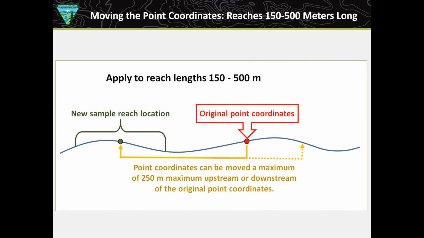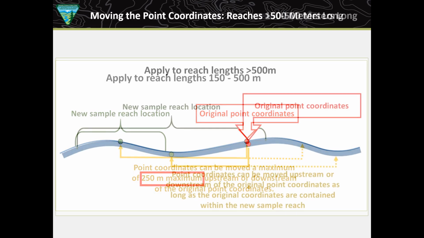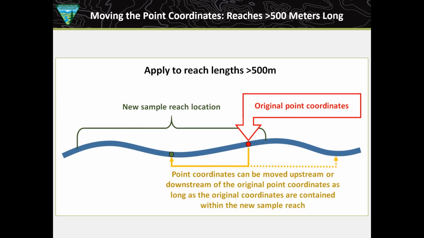When situations like this arise, the point coordinates can be moved so that there are at least 5 sampleable transects in the reach. For reaches that are between 150 and 500 meters long, point coordinates can be moved a maximum of 250 meters up or downstream. For reaches greater than 500 meters, the point coordinates can be moved, but the original point must be within the new sample reach.